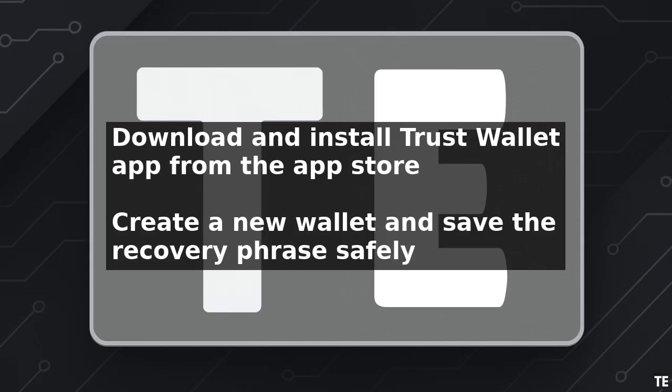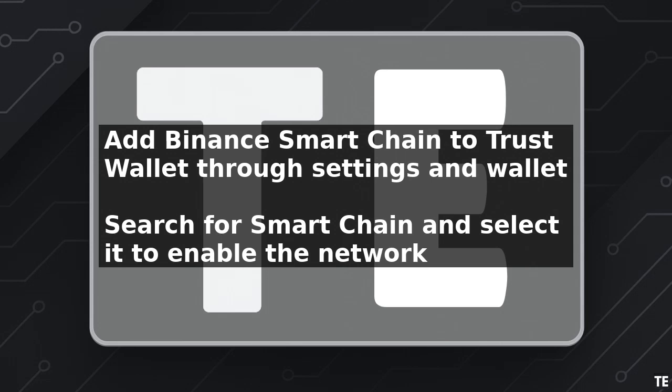Next, add Binance Smart Chain to your Trust Wallet by going to the settings, then Wallet, and clicking on the plus sign in the top right corner. Search for Smart Chain and select it.